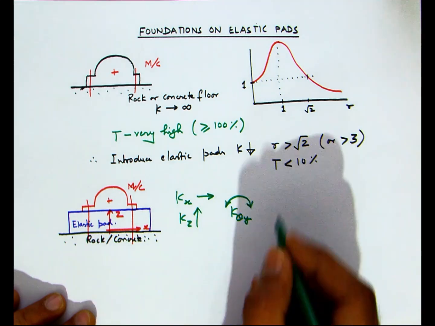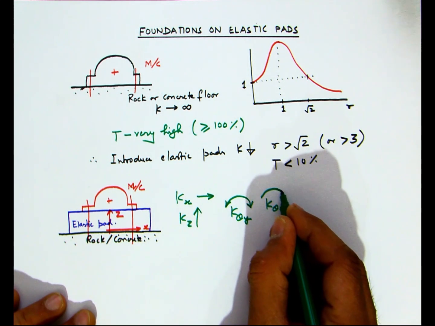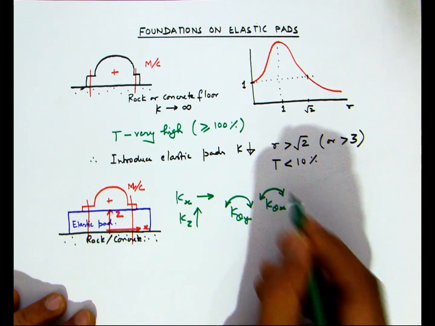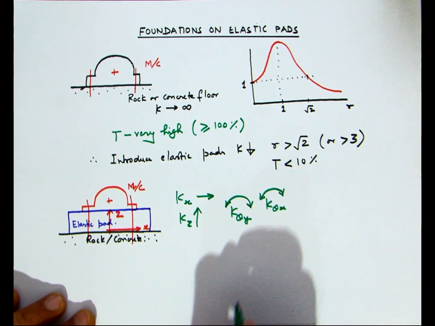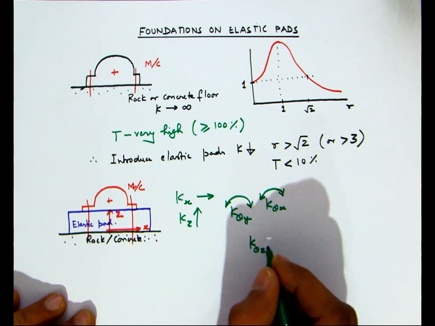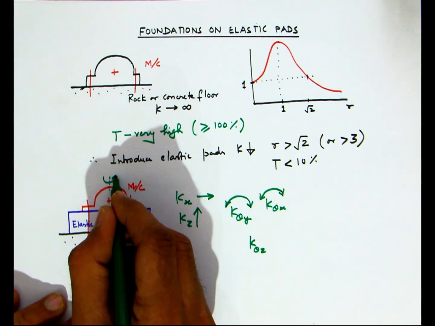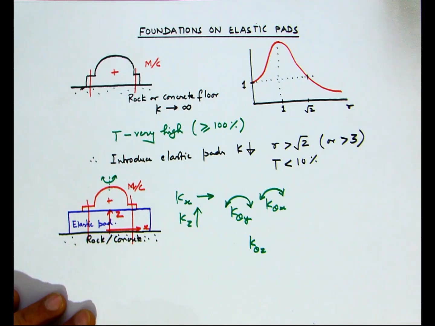With the coordinate system as drawn, there will be another bending stiffness K theta x also that corresponds to pitching. K theta y corresponds to basically rocking. And then we also have a stiffness K theta z corresponding to yawing.